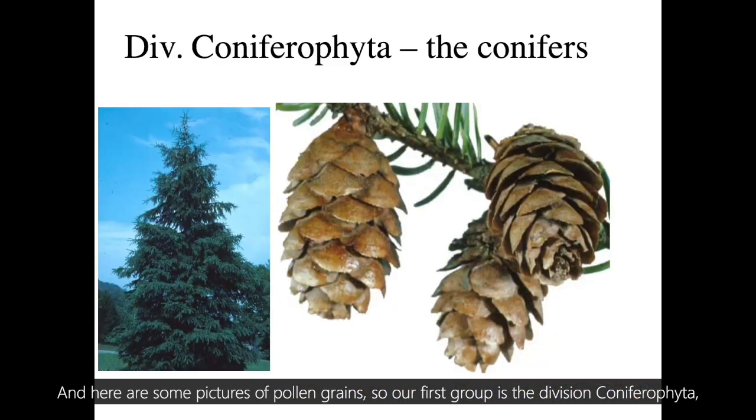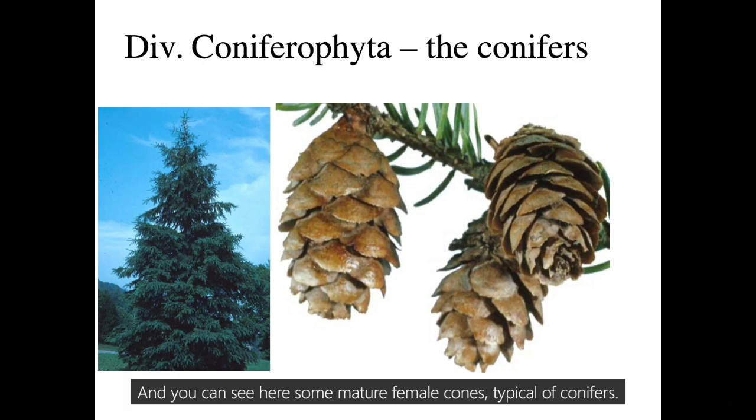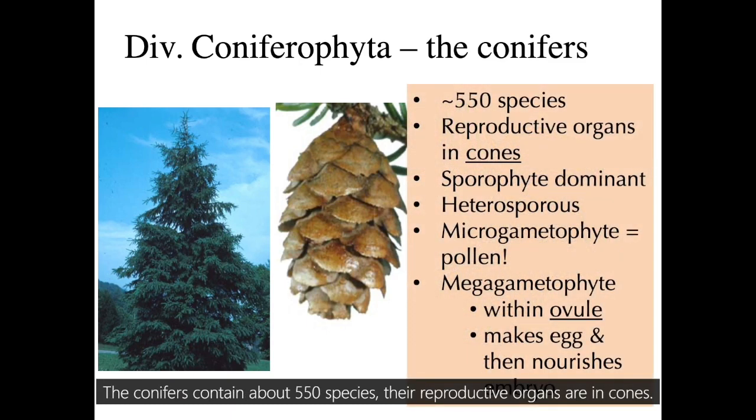So, our first group is the division Coniferophyta, the conifers. Coniferophyta means cone-bearing. Fer, F-E-R, means bearing, as in carrying, like Lucifer means light-bearing. And you can see here some mature female cones, typical of conifers. The conifers contain about 550 species. Their reproductive organs are in cones.